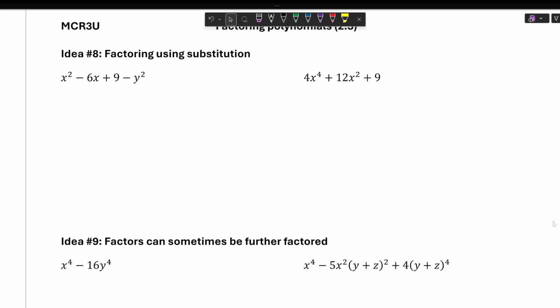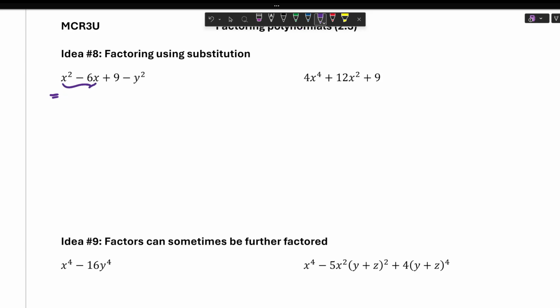Now let's see some examples where you kind of have to mentally substitute in order to factor it. So this first one, you have x squared minus 6x plus 9 minus y squared. And at first glance, well, there's no common factors, so we can't do that. It's not even the same variable.